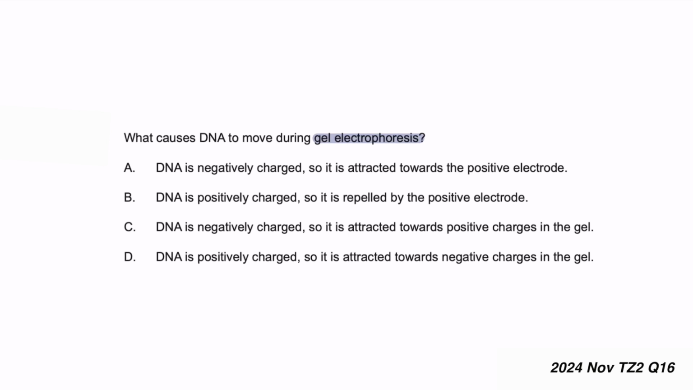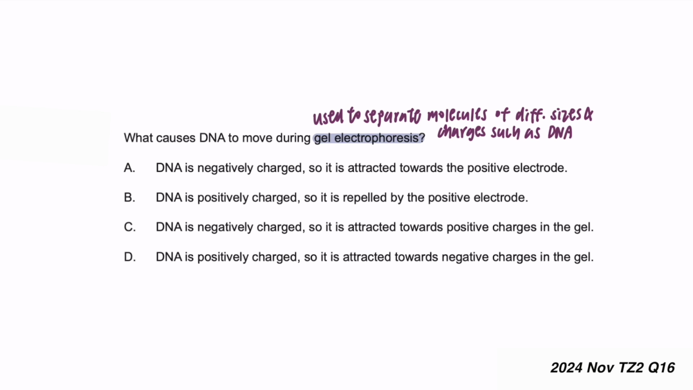Gel electrophoresis is used to separate molecules of different sizes and charges such as DNA. DNA is negatively charged due to the presence of phosphate groups, so DNA moves to the positive pole of the tank. The gel used does not have charge.